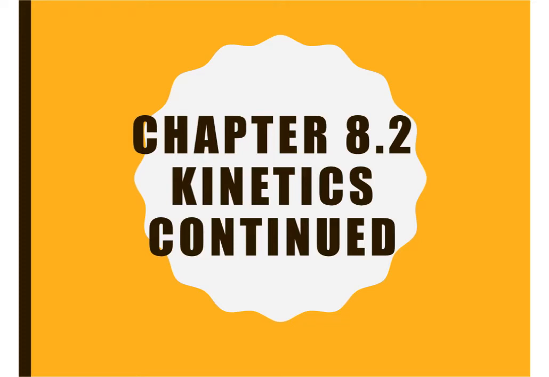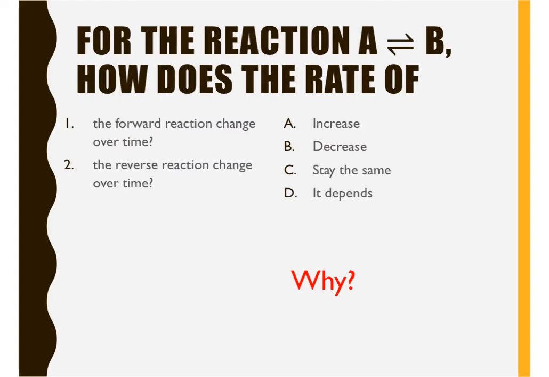This video is a continuation of kinetics, and it will focus on how to determine the order of reaction using a method called the method of initial rates. All right, so just to activate the brain cells, let's imagine a reaction, some generic reaction that's reversible.